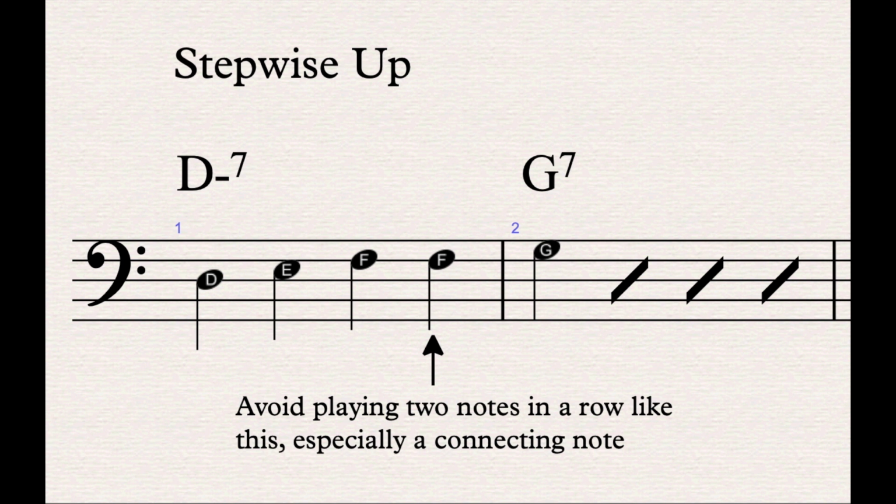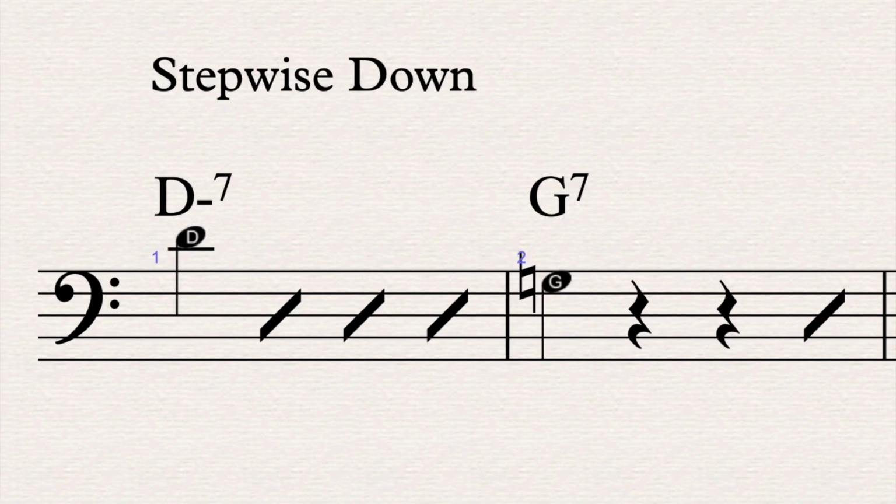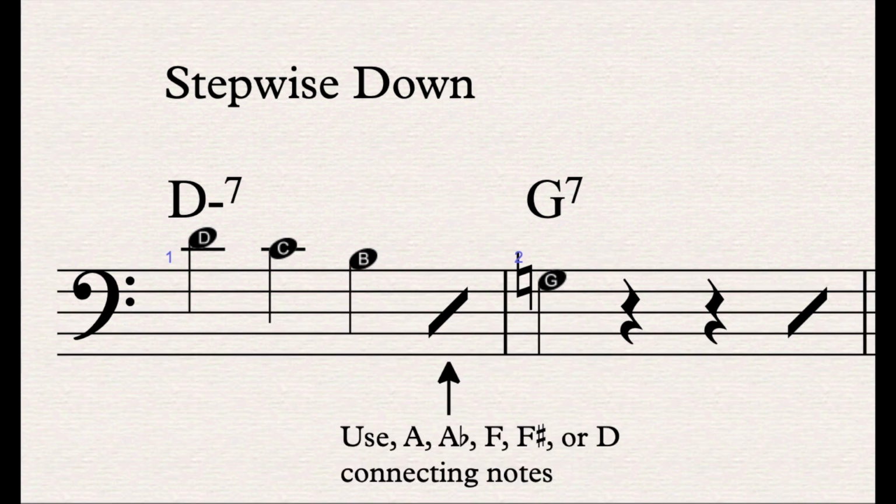In general, we try to avoid playing the same note twice in a row, though there are some exceptions. How about stepwise down? Well, again, we would simply follow the C major scale, going down from the note D. So D, C, B, and again, for that 4th note, we would have our choice of our connecting notes. The same principle applies for all these melodic shapes.